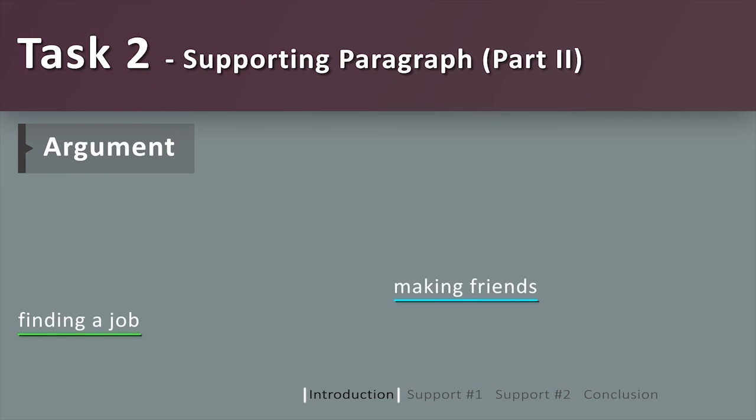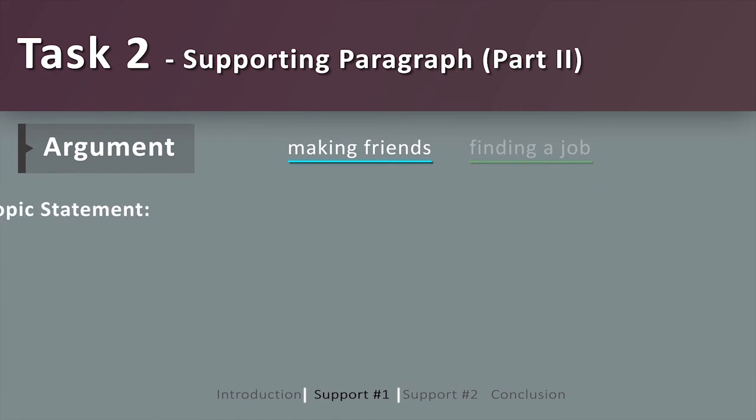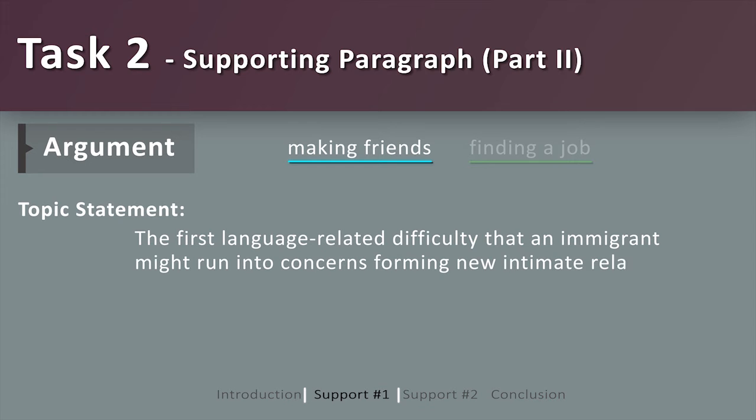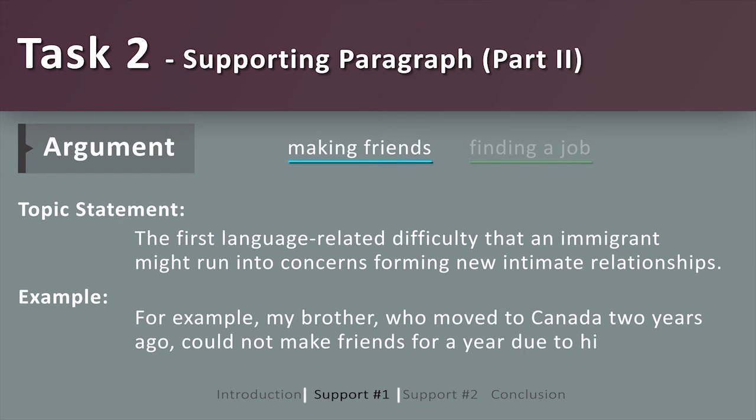The first supporting paragraph is about making friends. The first language-related difficulty that an immigrant might run into concerns forming new intimate relationships. For example, my brother, who moved to Canada 2 years ago, could not make friends for a year due to his lack of fluency in French.